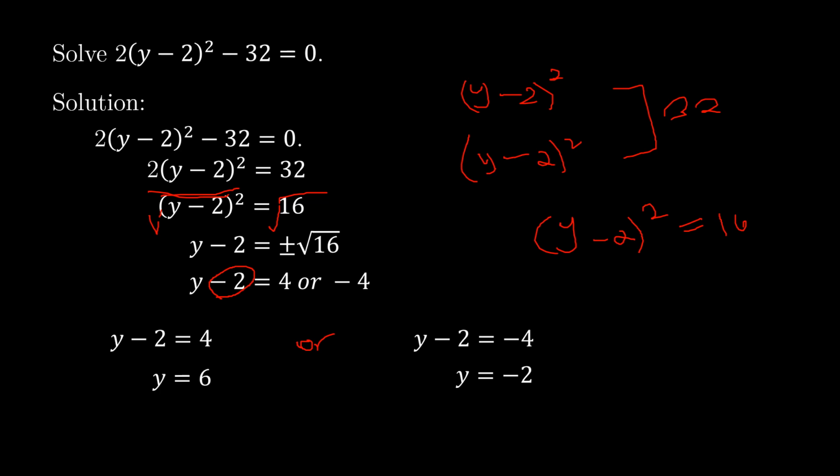So that's plus 2 and plus 2. The solutions are 6 and negative 2. If you plug those in, that will eventually give us a 0. So those are some equations that can be solved using extracting the square root.